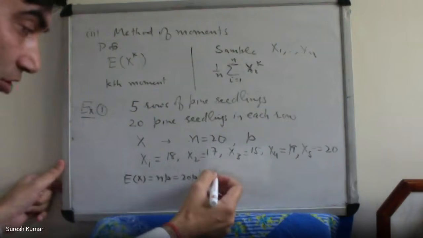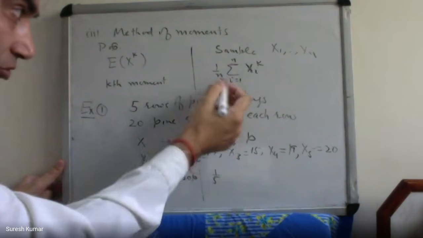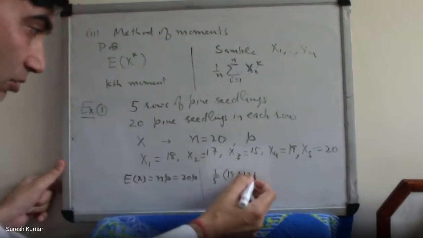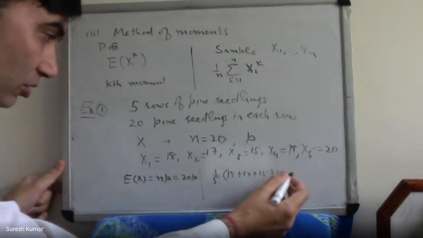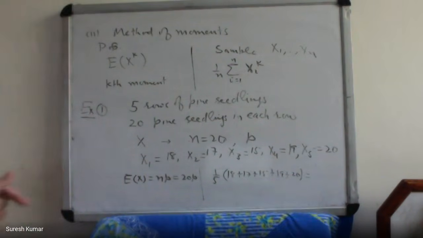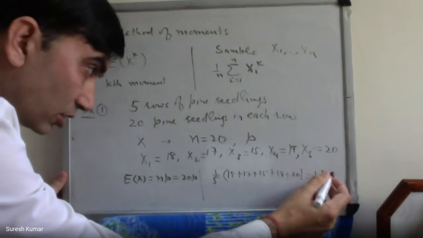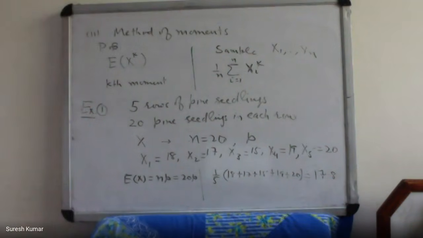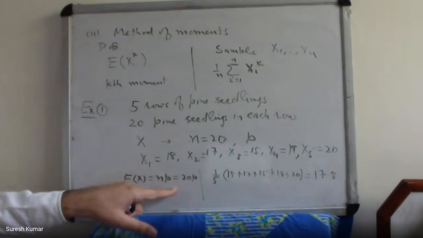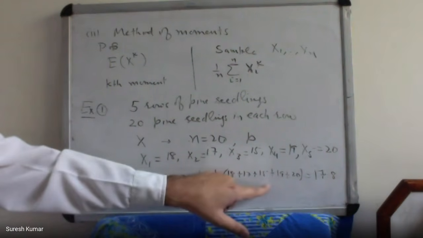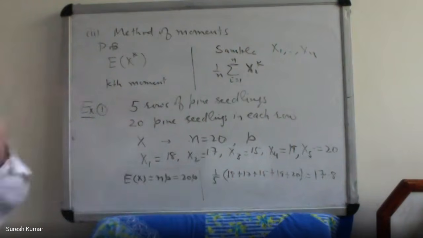From the sample, what is the first moment? There are 5 entries: 1 over 5 summation xi means 18 plus 17 plus 15 plus 19 plus 20. If we calculate, we find it is 17.8. So this is the first moment from the population, and this is the first moment from the sample.